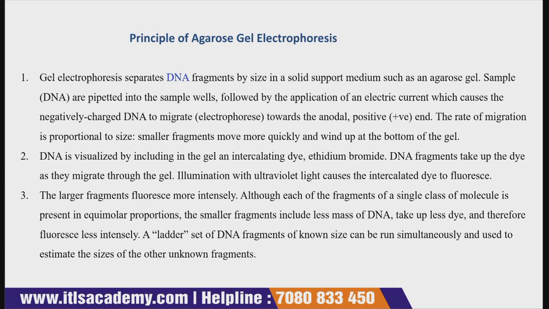DNA fragments take up the dye as they migrate through the gel. Illumination with ultraviolet light causes the intercalated dye to fluoresce. The larger fragment fluoresces more intensely, although each fragment of a single class of molecule is present in equimolar proportion. The smaller fragment includes less mass of DNA, takes up less dye and therefore fluoresces less intensely. A ladder set of DNA fragments of known size can be run simultaneously and used to estimate the size of the other unknown fragments.